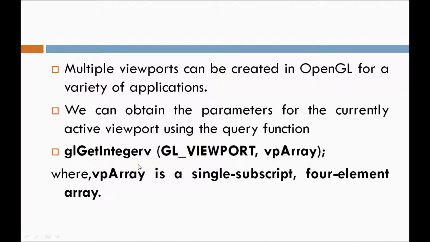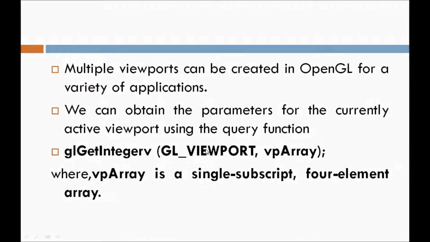Every viewport will have its numbers, right? All the numbers of the viewport will be stored in an array called VP array. In that array only I am going to get the values of a particular viewport. So this VP array is a single subscript, 4 element array. This is a 4 element array.